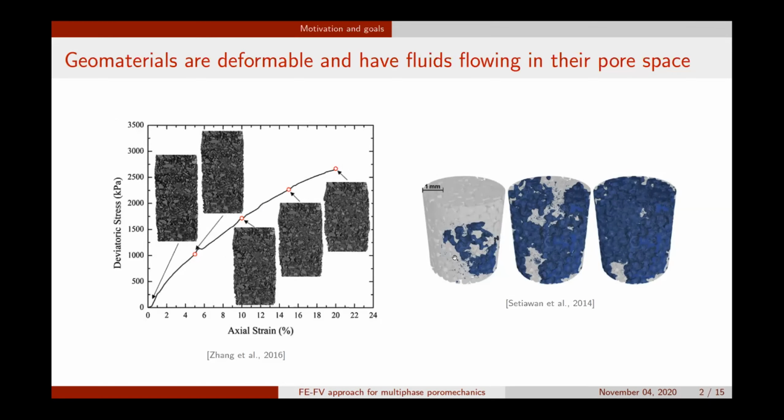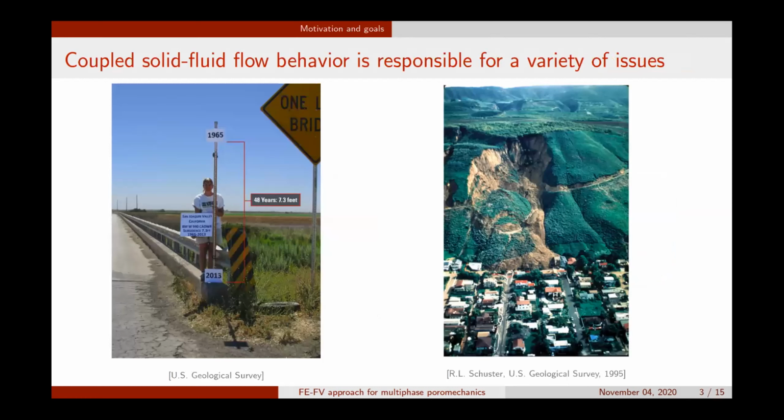We can see here in this image how this sample is initially saturated with the gray fluid, oil, and how the water displaces this oil and slowly saturates the sample. What is fascinating about geomaterials is that this mechanical and hydraulic behavior influence each other, and they are the cause for a variety of issues in geosciences.